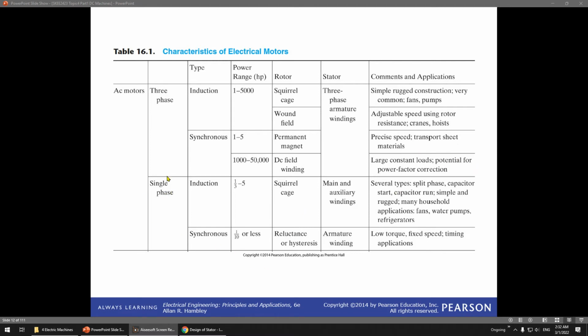And then you need to know there is also a single phase AC motor, which is induction or synchronized. For induction, of course, you only have a squirrel cage. For the stator you have a main and auxiliary winding. This one has several types: phase capacitor, starter capacitor, capacitor run, and many more. Try to look at it. For single phase synchronized you have low torque, fixed speed. This one is for timing applications.